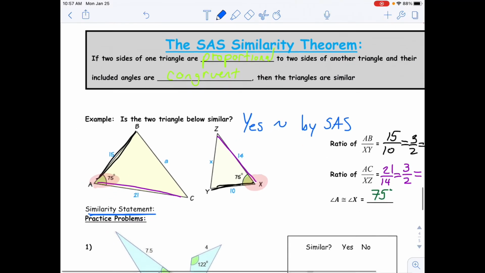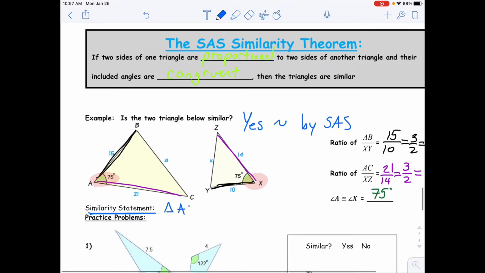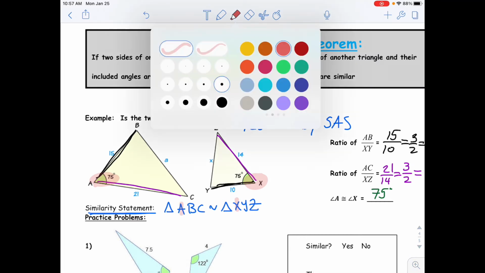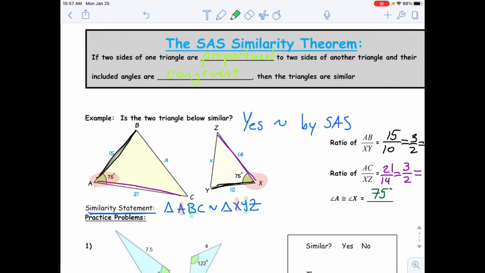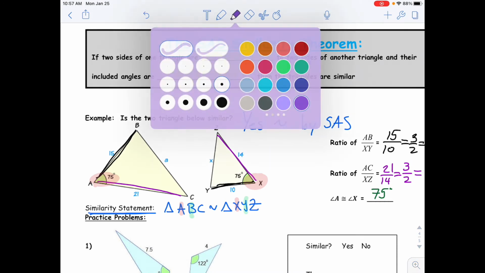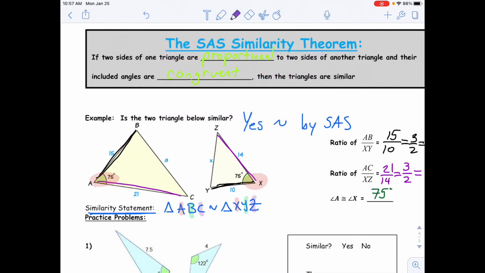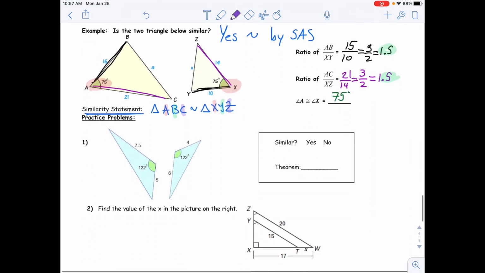And it's telling me to write a similarity statement. So the first triangle doesn't matter. We'll just say ABC. Order doesn't matter. But remember, we must match up corresponding parts in the next one, which go X, Y, Z. Alright, corresponding parts must match up. In this case, you can just think about congruent angles, like angle X and A are congruent, B and Y are congruent, and C and Z are congruent.